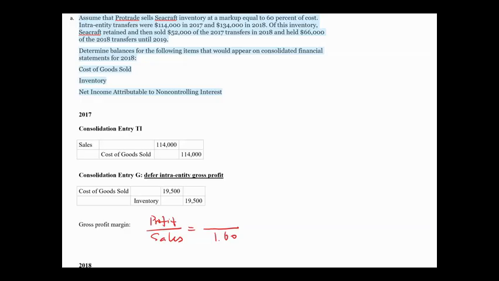To ProTrade, the profit in this transaction is 60 cents, because that's the markup. If we use 60 cents divided by $1.60, that equals 37.5%. This is the gross profit margin. Then we multiply this gross profit margin by the remaining inventory, and we get how much of the inventory is overstated: 19,500. This is also the amount of gross profit we need to defer to the following period.